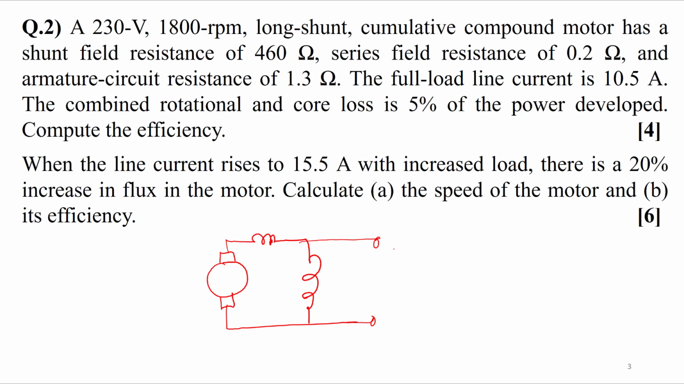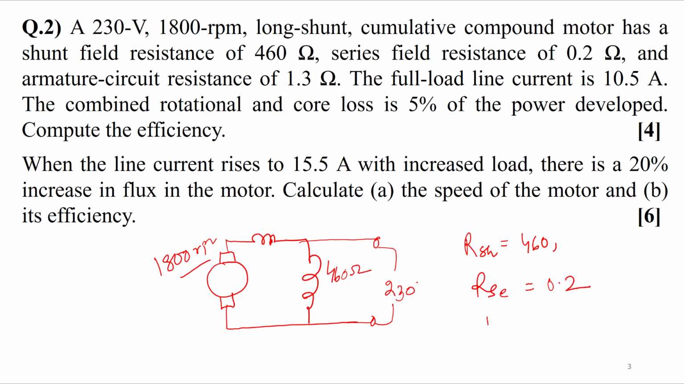And your terminal voltage is 230 volt. Okay. And it is rotating at 1800 rpm. Shunt field resistance is 460, that is RSH, I can say 460. RSE is equal to 0.2 and RA is equal to 1.3. Okay. Now the full load line current is 10.5 ampere. Here 10.5 ampere is flowing.